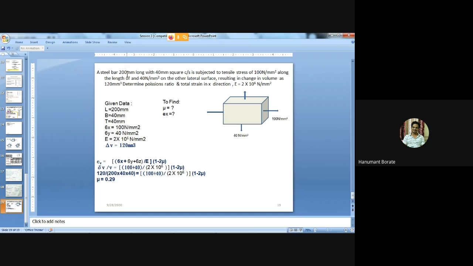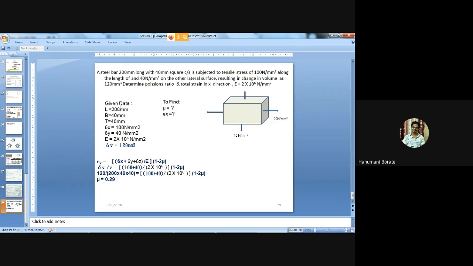Here, a steel bar of 200 mm length with 40 mm square cross section is subject to a tensile stress of 100 Newton per mm square along the length and 40 Newton per mm square on the other lateral surface, resulting in a change in volume of 120 mm cube. Determine the Poisson's ratio and total strain in x direction. Take E equal to 2 into 10 raised to 6 Newton per mm square.